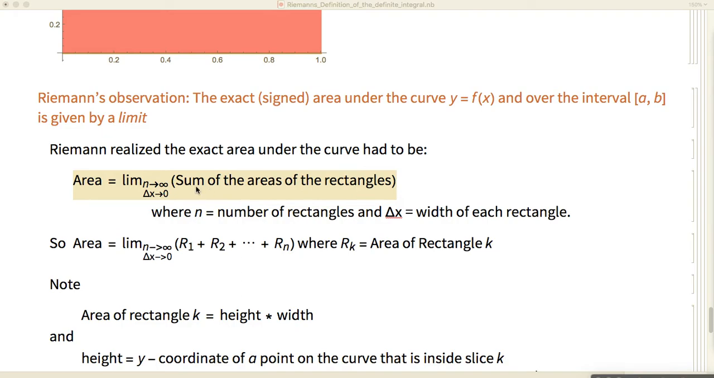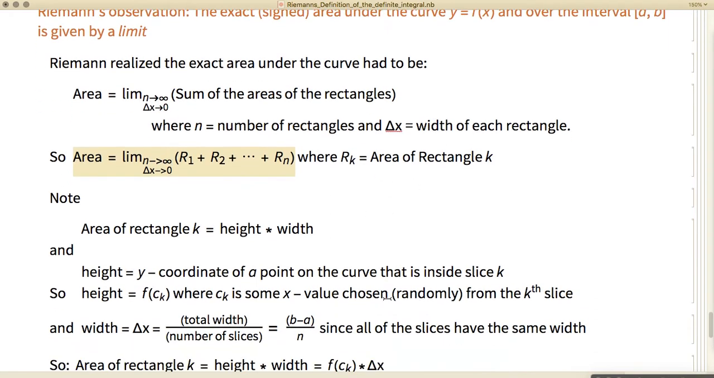Now, to translate this thing up here into more symbols, we can rewrite that equation there as this equation. All I've done is I've let RK be the area of rectangle K. So now our true area is the limit as n gets big and delta x goes to 0 of the sum R1 plus R2 plus ... all the way down to Rn.